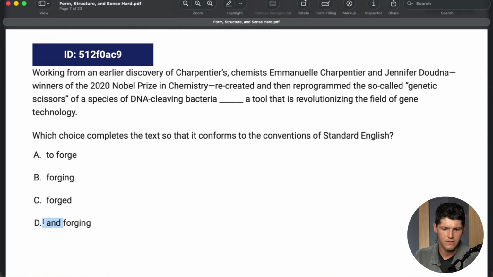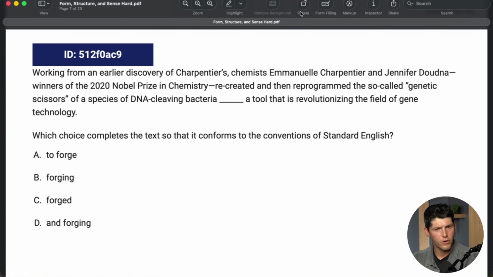So let's read this question. I'll read the important part. It says, working from an earlier discovery of Carpentier's, chemists Emmanuel Carpentier and Jennifer Doudna recreated and then reprogrammed the so-called genetic scissors of a species of DNA-cleaving bacteria, blank a tool. So we're going to say either to forge a tool, forging a tool, forged a tool, or and forging a tool. Okay? This is a really hard question, as I said, but if we look back, we have 2 verbs, recreated and reprogrammed.